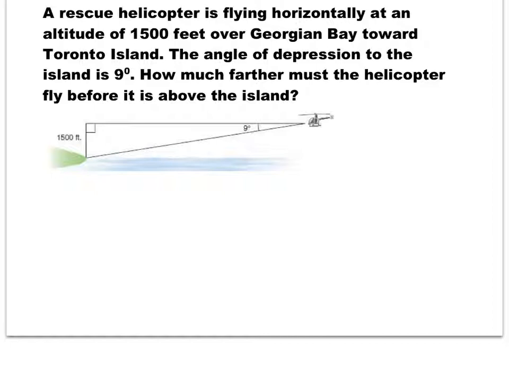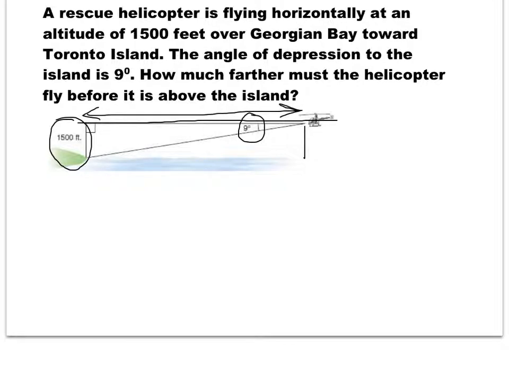You have a helicopter which is flying horizontally at an altitude of 1500 feet. So we know that this distance here, from here to here, which is the same as this, is 1500 feet. The angle of depression, remember, is when you look at something which is below your eyesight. This is the horizontal line, which is your eyesight, and this angle is the angle of depression, 9 degrees. How much further must the helicopter fly before it's above the island? Meaning I have to find this distance. Let's call this distance x.